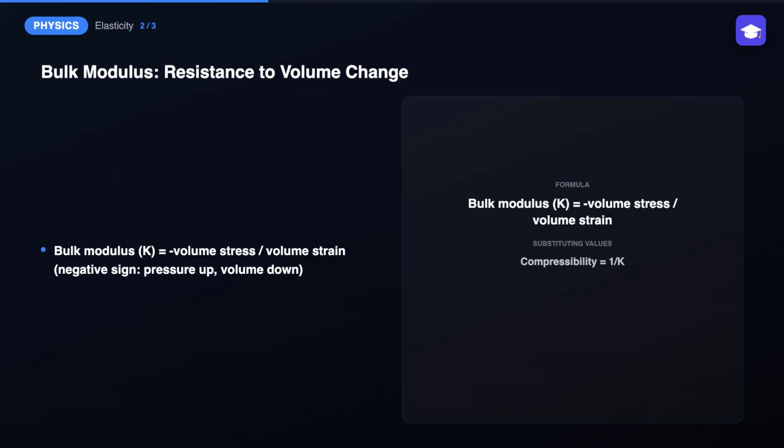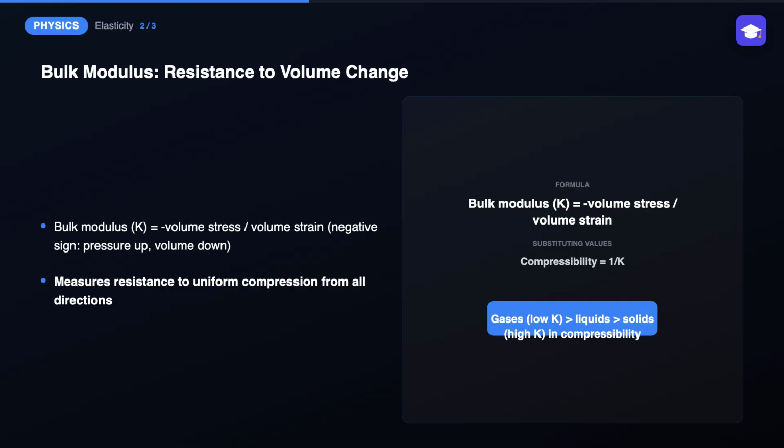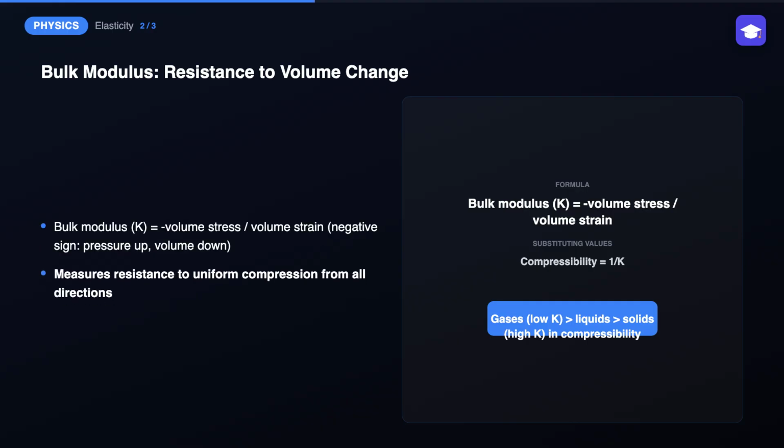Bulk modulus is defined as volume stress divided by volume strain, with a conventional negative sign included, since increasing pressure always decreases volume, and it specifically measures a material's resistance to uniform compression from every direction simultaneously. Imagine submerging an object deep underwater, where pressure pushes inward equally from all sides.